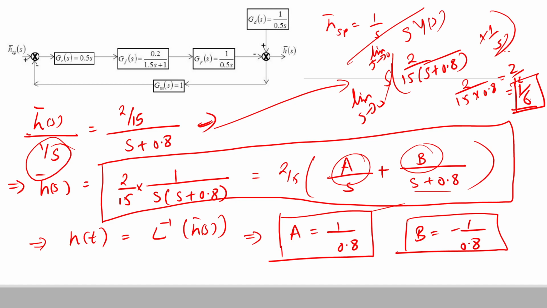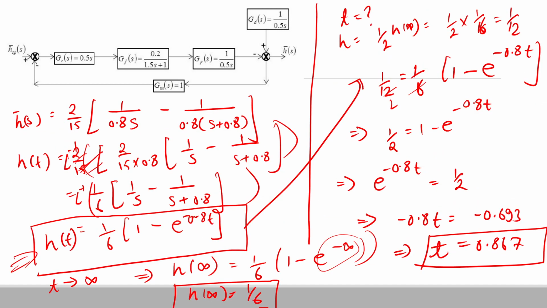We can find it using the final value theorem. It will be 1/6, or we can use the conventional approach whereby we put the value of t equal to infinity. So over here also we are getting the ultimate value as 1/6. So that value 1/6 is the final value. And we have been asked to find the time corresponding to 50% of the ultimate value.